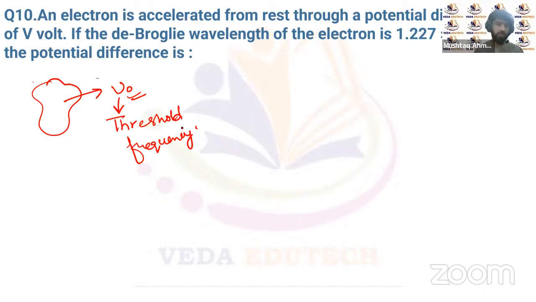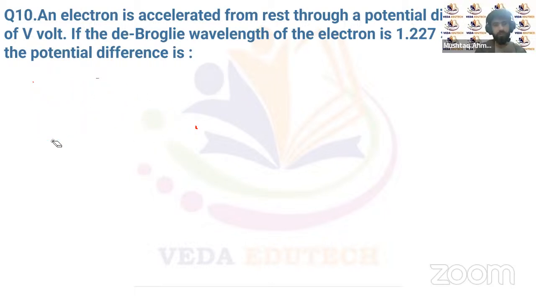Now let's move on to question number 10. You can see an electron is accelerated from rest through a potential difference of V volts, right? If the de Broglie wavelength of the electron is 1.227 into 10 to the power minus 2 nanometer, or we can say 12.27 into 10 to the power minus 2 angstroms, what we have to find is the potential difference.